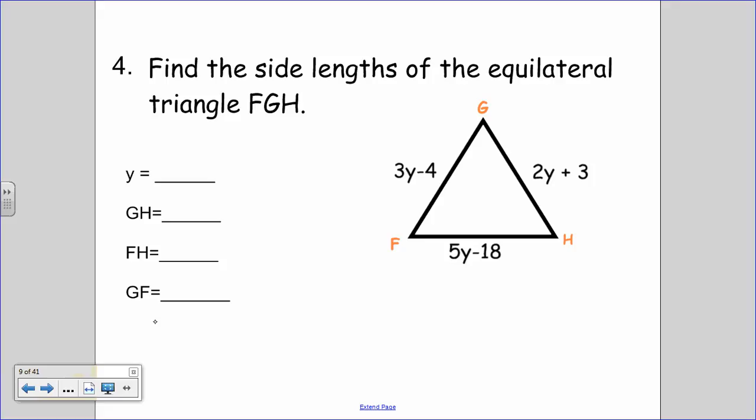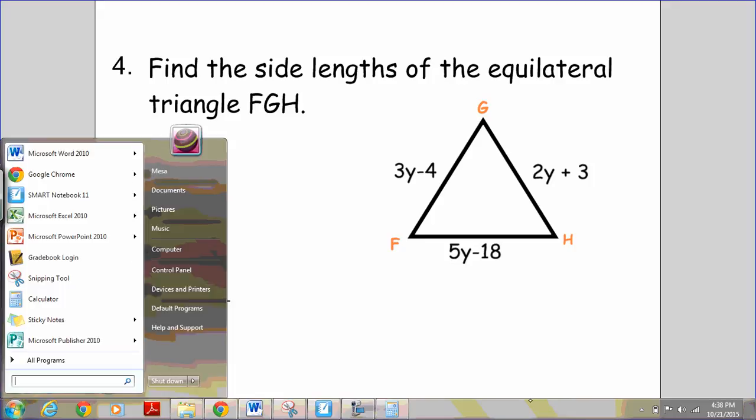Please complete this final example and snap a picture. And this concludes your notes for today.